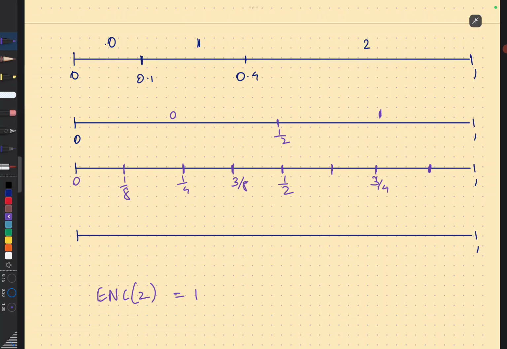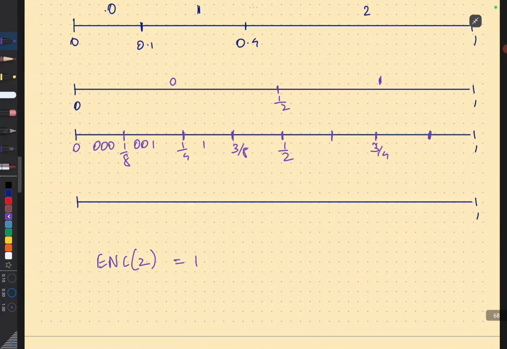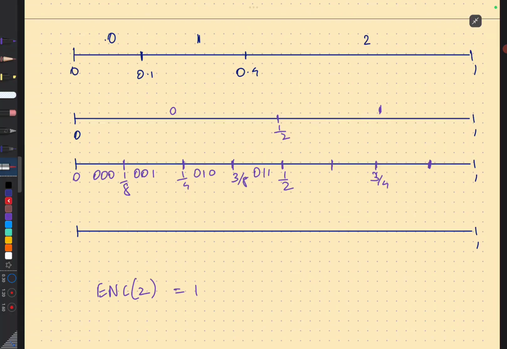What about now? Let's see the labeling of each of these intervals. Sorry, there should be 3 bits: 0, 0, 0, 0, 0, 1, 0, 1, 0, 0, 1, 1, and so on. So we see that this interval lies completely within this particular interval. So you declare 0, 1, 0 to be the code word for 1.